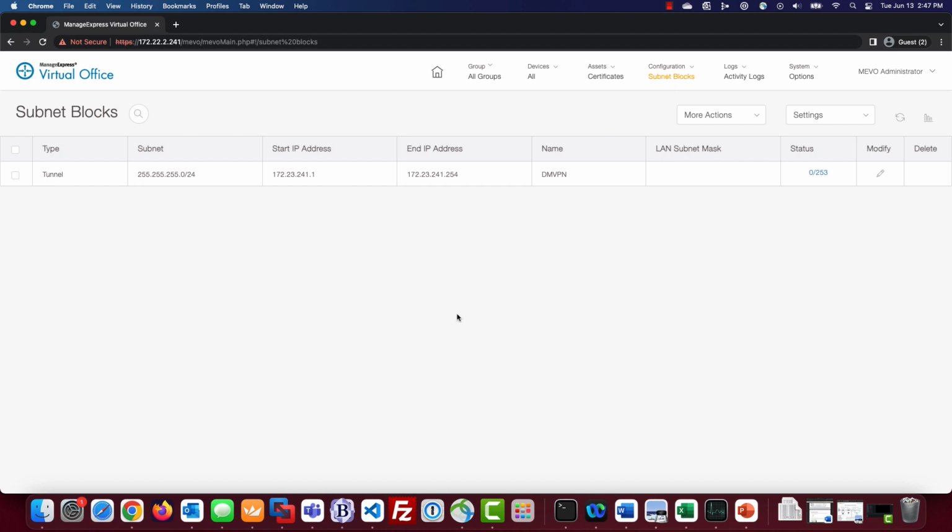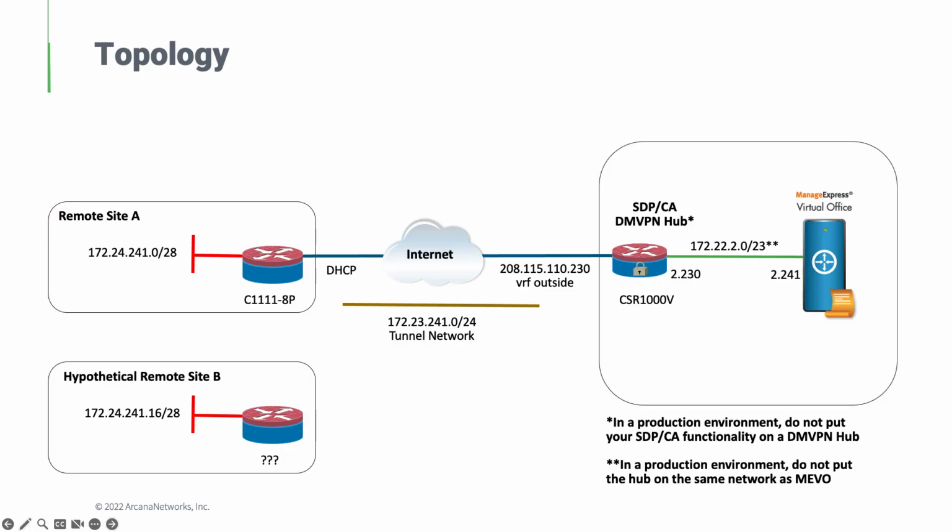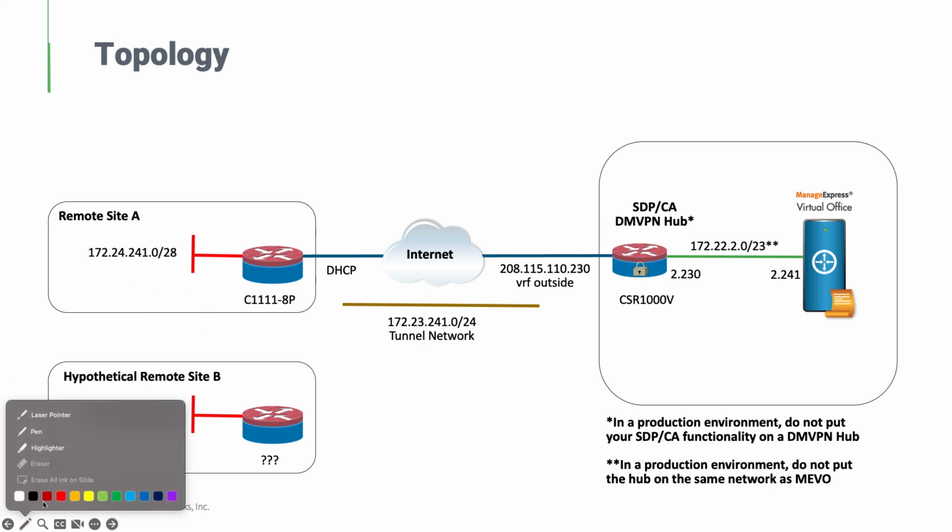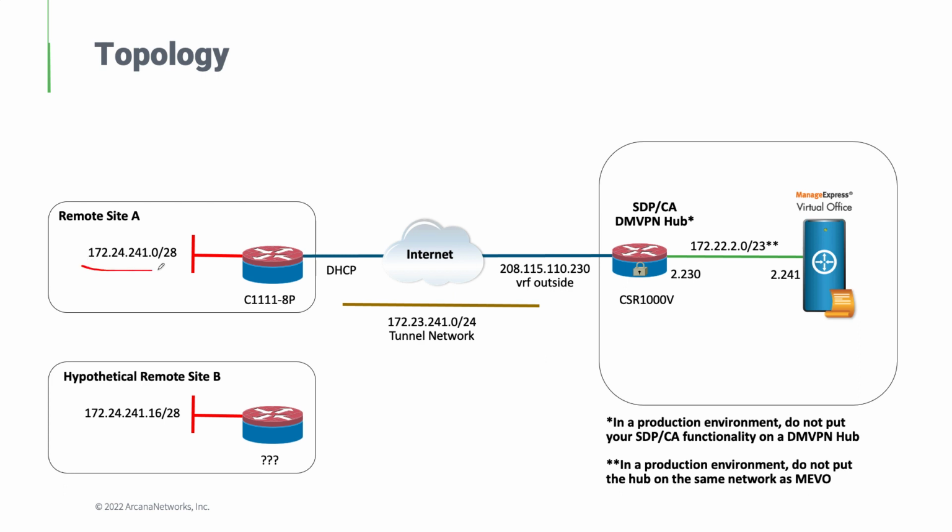Now let me bring up our topology real quick so I can remind myself what this is supposed to look like. It's actually been quite a while in between the recordings of these videos. So here's our tunnel network that we set up, the 172.32.41.0. We need to go ahead and set up these LAN addresses so that when we go to provision spoke routers, we're going to be getting the /28s from this network pool.